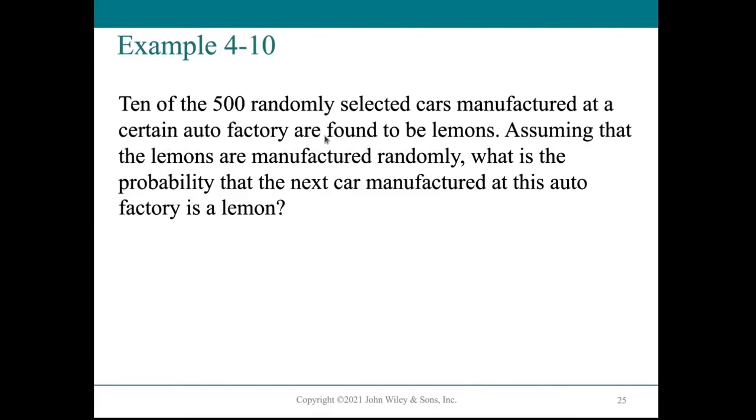So let's say, for example, 10 of 500 randomly selected cars manufactured at a certain auto factory are found to be lemons. When we say lemons for a car, that means it's defective. It has a factory defect. So that means that in a factory, you have 500 randomly selected cars and 10 of them turned out to be defective. So assuming that the lemons are manufactured randomly, what is the probability that the next car manufactured at this auto factory is defective?